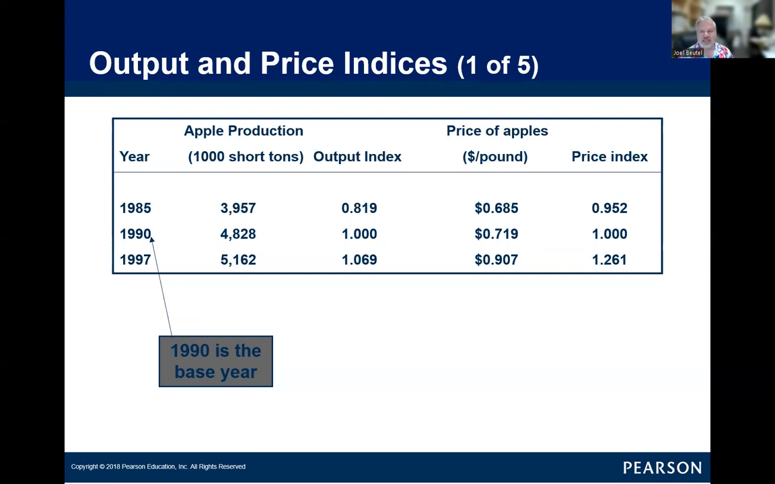And so what we can see is that the annual apple production in 1,000 short tons was 48.28 in 1990, and the price was 0.719. What we're going to do, though, with an index normally is we're going to really look at the change. And so if we want to look at the change in production, we can say that there was a 6.9% increase, that 1.069. That's why indices are nice. You can just take that and you can easily calculate the percentage change. So from 1990 to 97, the apple production grew by 6.9%.